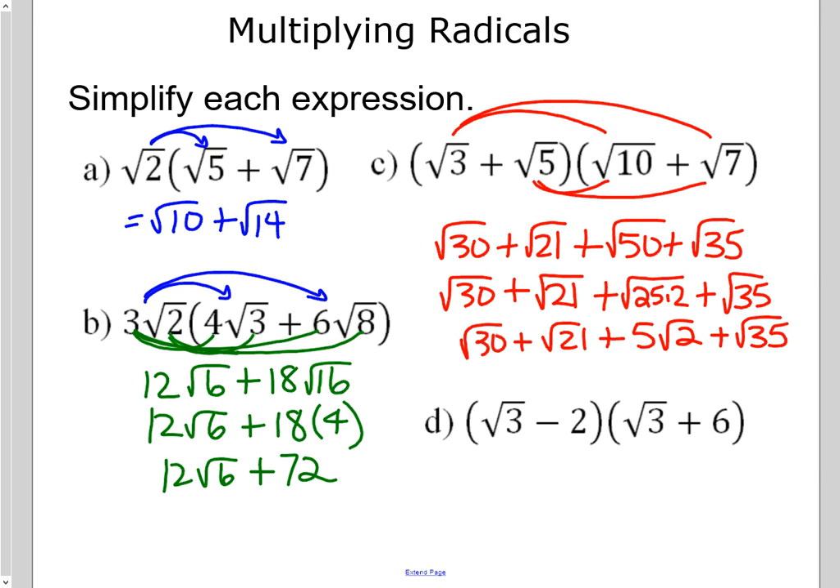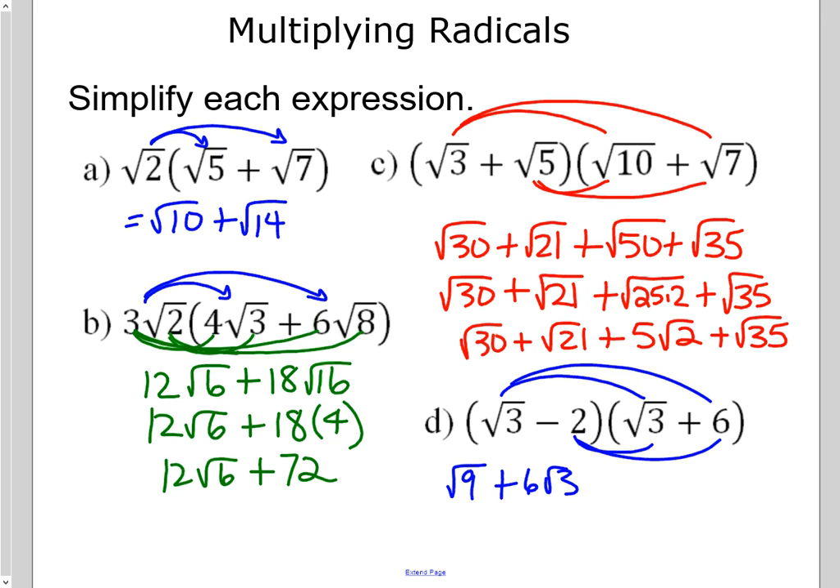Let's try another binomial again. So same thing as before. We're going to take what's outside, what's first in our brackets, and multiply it by both terms in the second, and then our second term, and multiply it by both terms. And what I end up with is root 3 times root 3, which is going to be the square root of 9. Root 3 times 6, which is going to be 6 root 3.